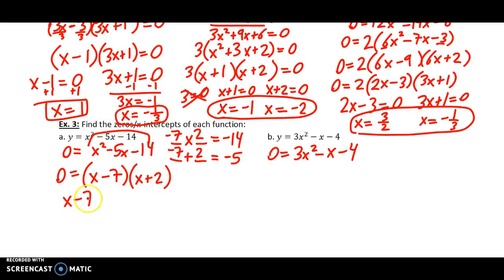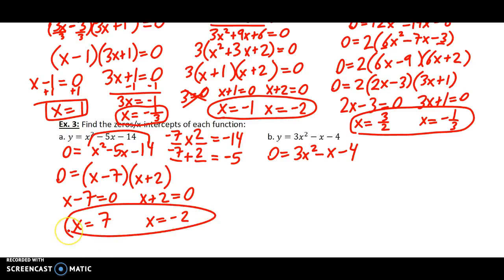So you set both of these equal to 0, because nothing reduces in our two terms. And we end up getting x equals 7 and x equals -2. That is where that graph would cross the x-axis. B's maybe slightly more complicated. Again, drop the squared like it's hot, because there's no GCF.